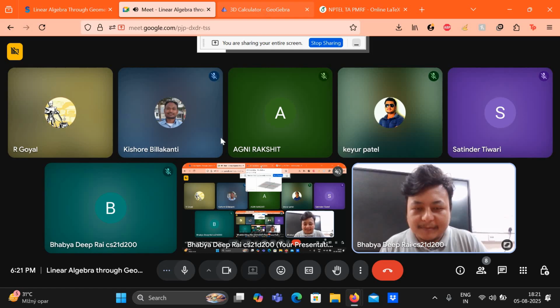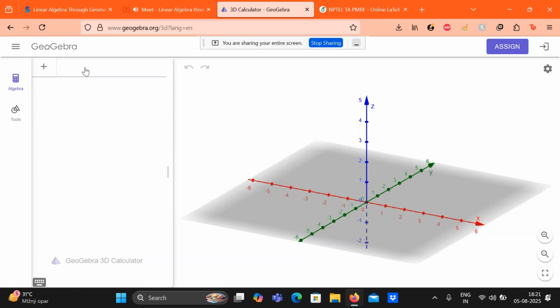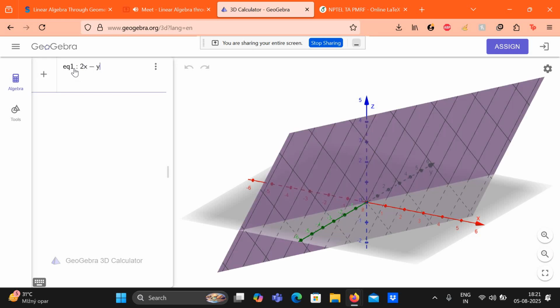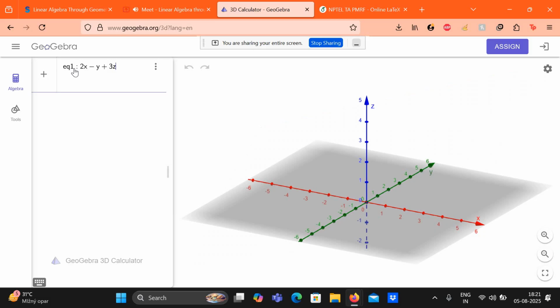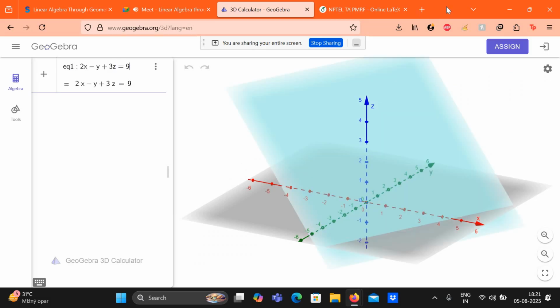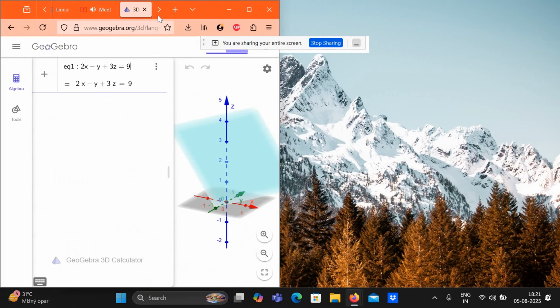Okay. So what were the three equations? Can you tell me? So I think I have it here. So the first equation was 2x minus y plus 3z equals 9. So this is the first plane you have. I'll show it here also.